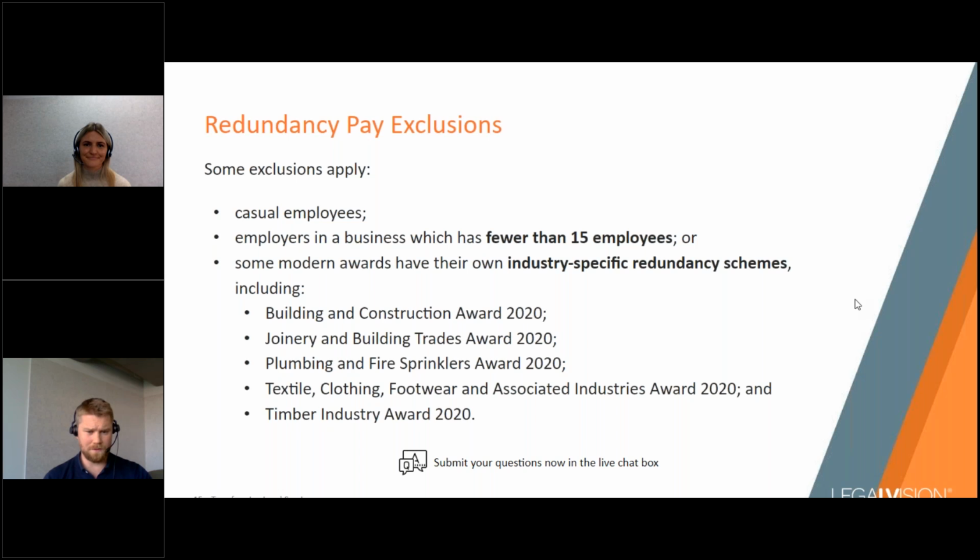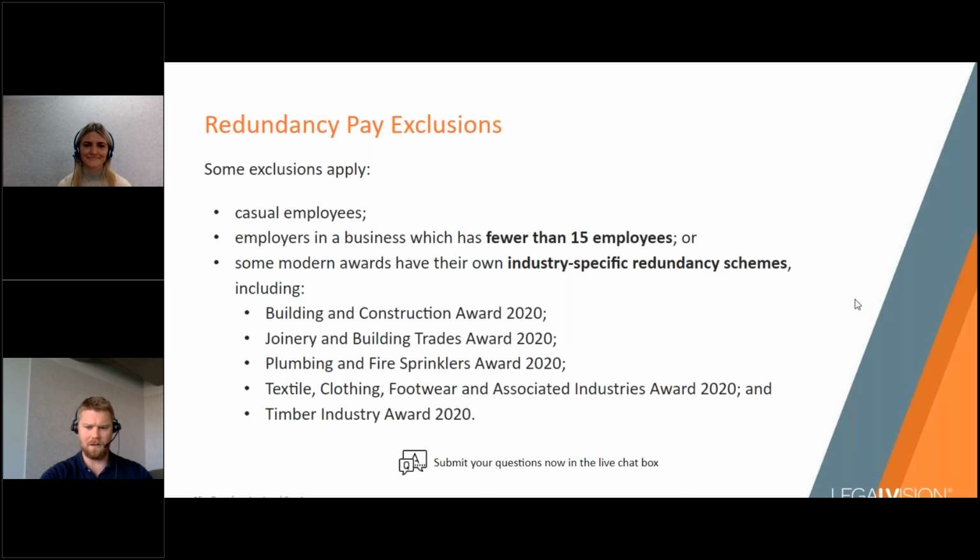If you are a small business, you don't have to pay a redundancy. A small business is fewer than 15 employees in your business and any related entities. So you would still have to pay notice, you'd still have to pay annual leave and maybe long service leave, depending on how long the employee had been there. But what's in that table on the previous slide, you're not going to have to pay as a small business.